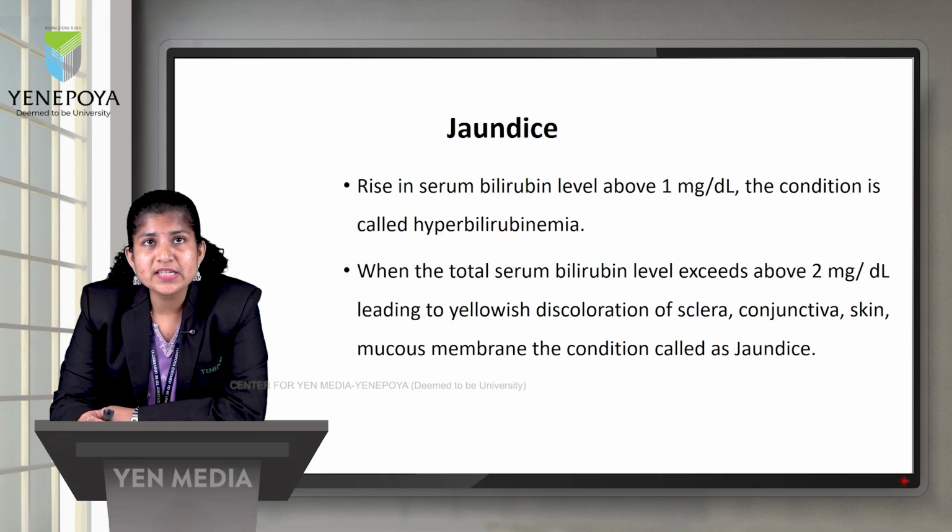Next we will see what is jaundice. If the serum bilirubin level increases above 1 milligram per deciliter, it is called hyperbilirubinemia. If the serum bilirubin level exceeds 2 milligram per deciliter and that leads to yellow discoloration of skin, sclera and conjunctiva, then it is called jaundice.